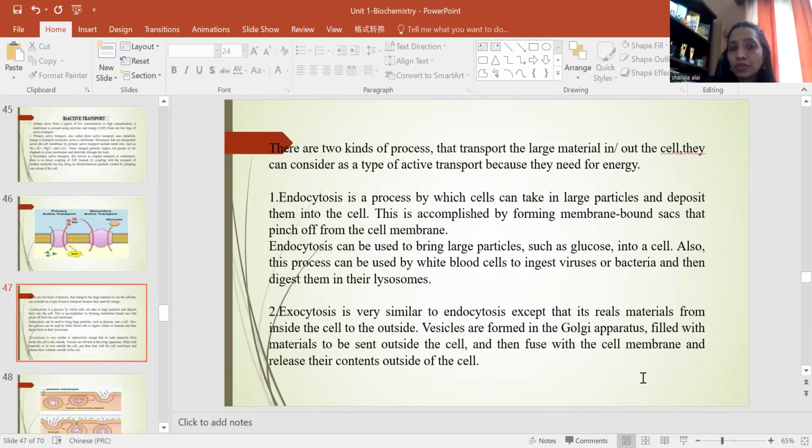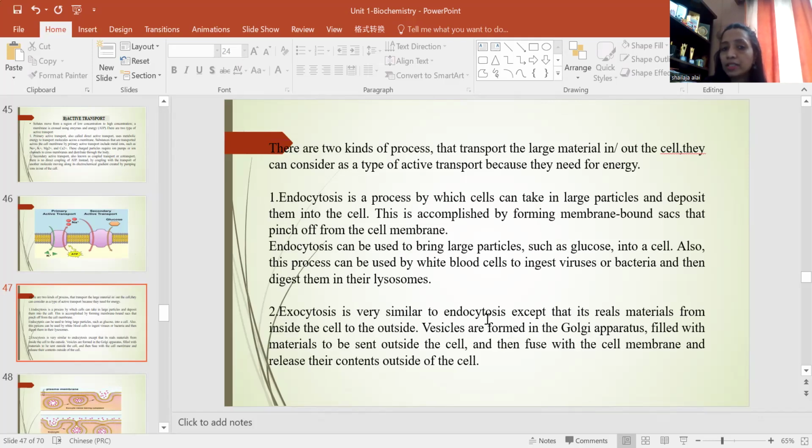So there are again two different kinds of processes for transporting large materials: endocytosis and exocytosis. Endocytosis, as you are already aware, is a process where large molecules and large particles get inserted into the cell, accomplished by forming cell membrane bound sacs. It means small sacs will form, entrap those large molecules, and the molecules will enter into the cell. For example, it can be used to bring large particles like glucose into the cell.